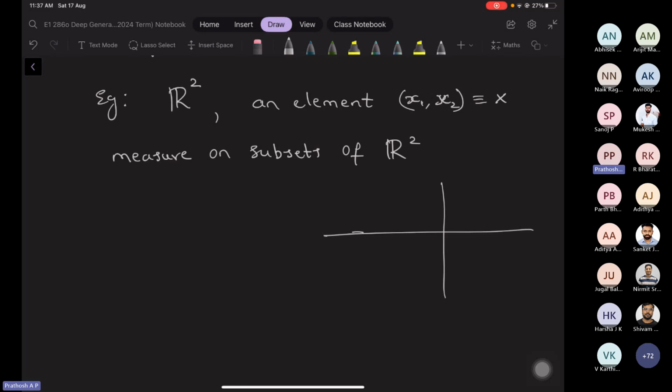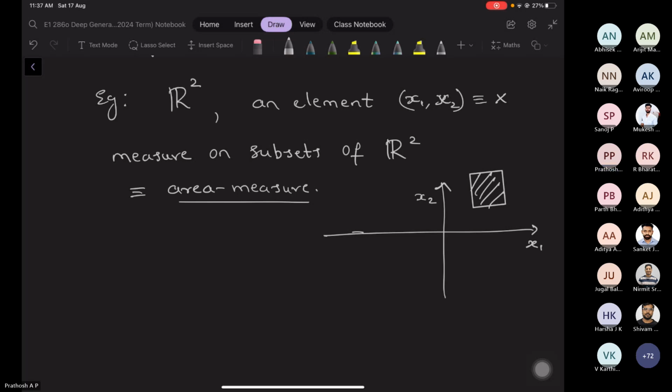Rectangles? They need not be rectangles. It can be any irregular shape, it doesn't matter. But for now, this is a subset in R2. Now, what can be a measure that you already know on subsets of R2? Area measure. So every subset has a measure called area. Now, if you extend this to a d-dimensional real space, what is the measure?